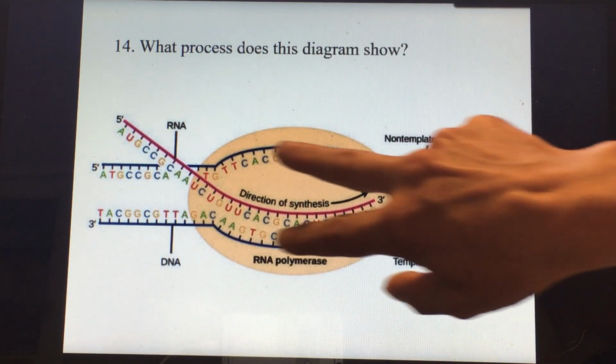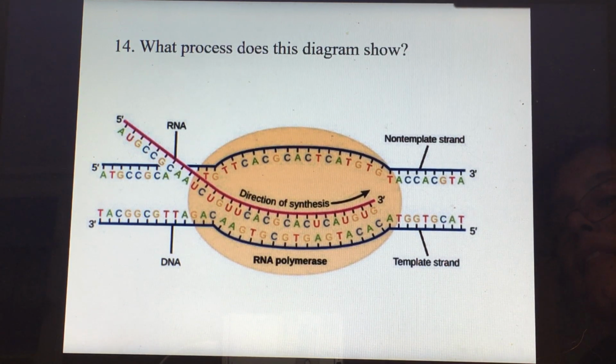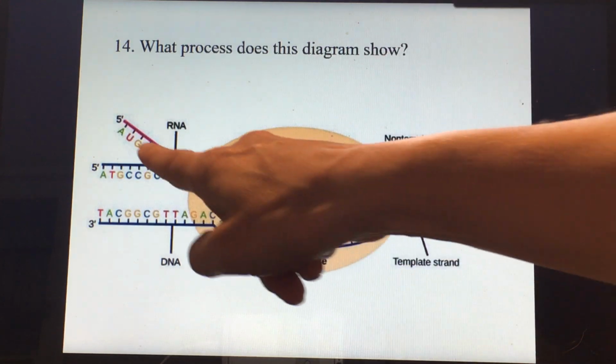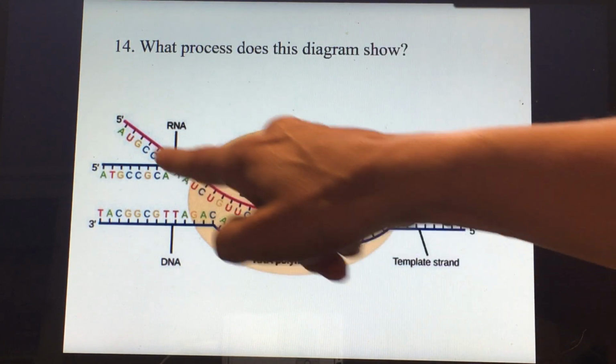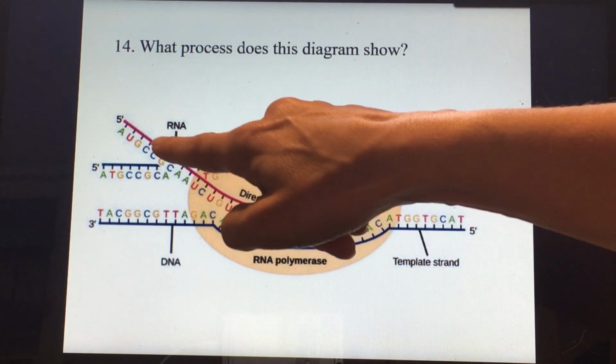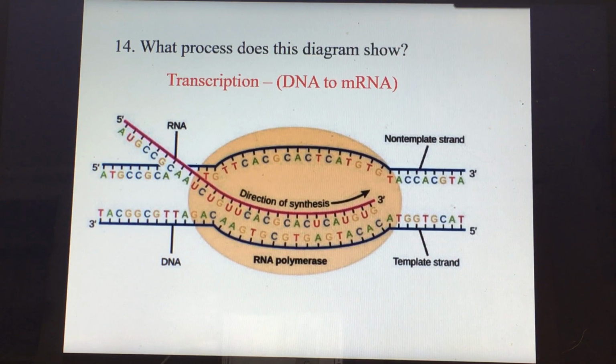Well, you can see that there are two strands of DNA and it's open. So some students might say that looks kind of like a replication fork. However, one thing that you notice is that there's uracils in this new strand of nucleic acid. And if you see a nucleic acid that has uracil, you know that it's RNA. So if we're going from DNA to RNA, we have transcription. So the process in this diagram is transcription, not replication.